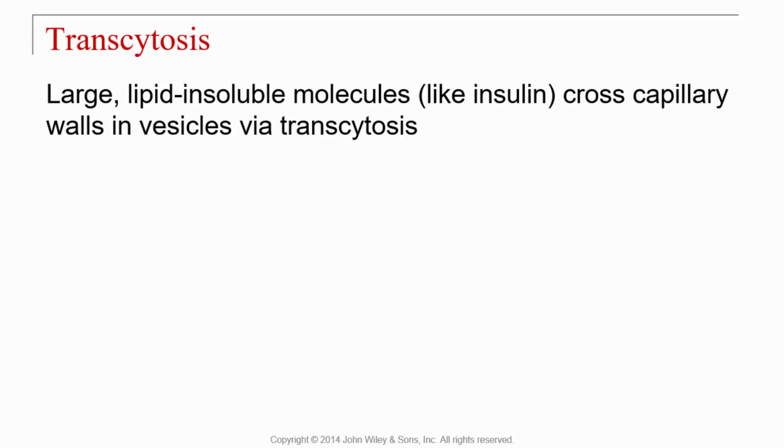Transcytosis: large lipid-insoluble molecules like insulin cross capillary walls in vesicles via transcytosis. In other words, we're not going to go directly to where we want to go, but we're going to go first into a cell, pass through that cell, and then pass back out of that cell. So it might be brought into the cell through phagocytosis, transported to the opposite side of the cell, and let go through exocytosis.